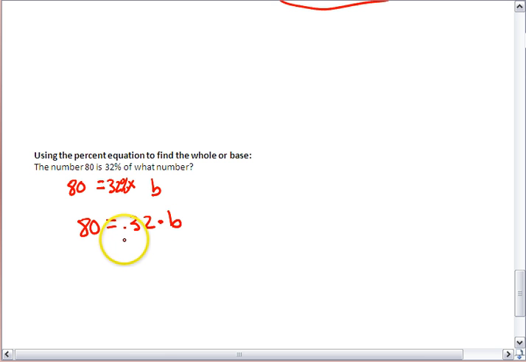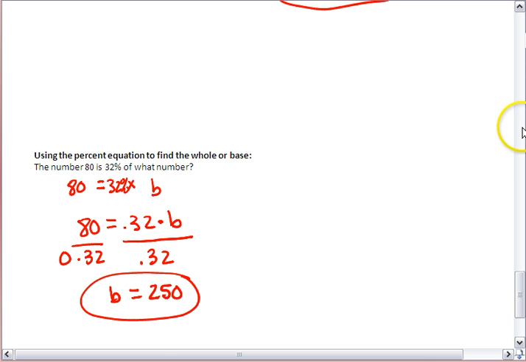I need to undo my 32 hundredths times B, so I'm going to divide by 32 hundredths. And this is where you have to be really careful. Remember, you're dividing 80 by 0.32. So you're going to take 80, and you're going to divide it by 0.32, and you're going to get b equals 250. Okay, that makes sense because 80 is about a third, or 0.32, of 250.